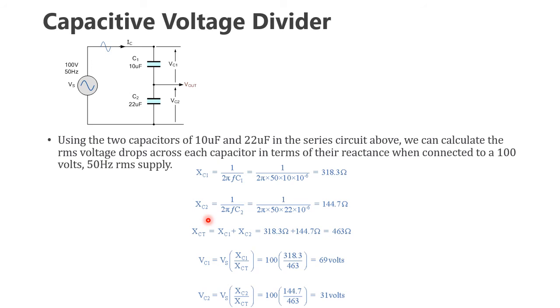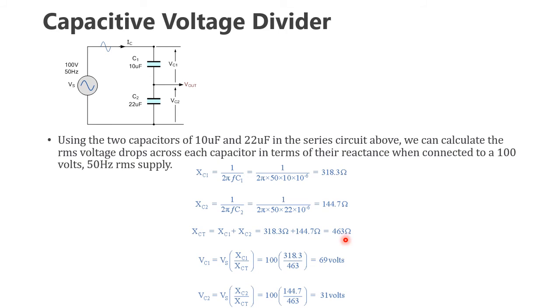The reactance of the capacitor C2 will be equal to 144.7 ohm. Now we have to calculate the total equivalent reactance. The total equivalent reactance will be equal to the addition of the reactances of the capacitors. So XCT will be equal to XC1 plus XC2. XC1 is 318.3 ohm plus XC2 is 144.7 ohm. So altogether that will be equal to 463 ohm.